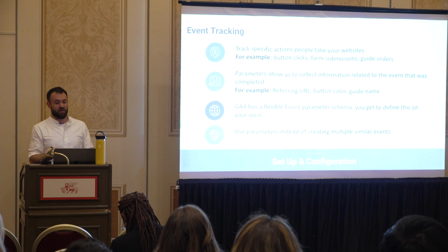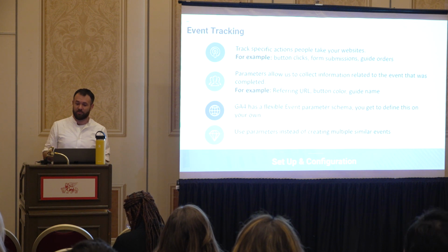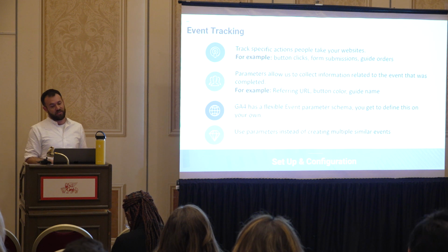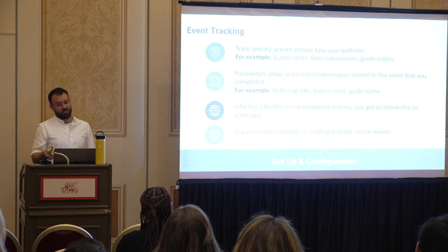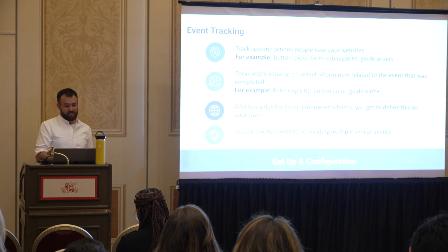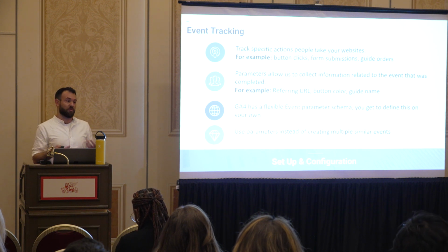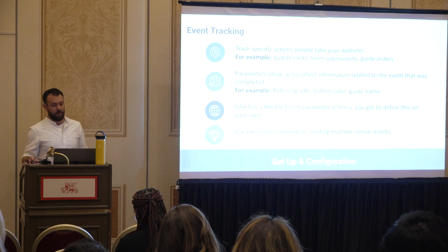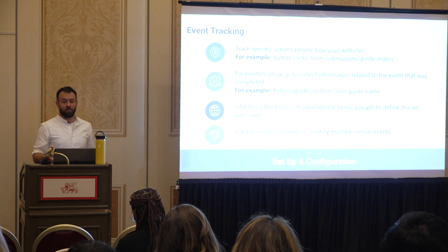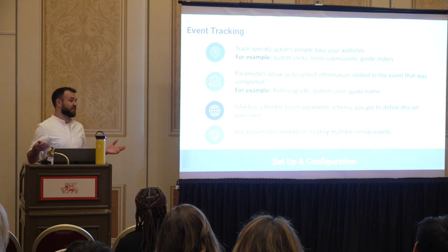Event tracking will help track specific actions people take on your website. For example, a button click, form submission, or a guide order. The parameters allow you to collect the information related to that event that was completed. For example, a referring URL, maybe the color of the button, or the name of the guide that they actually ordered. Because GA4 has a flexible event parameter schema, you get to define this on your own.